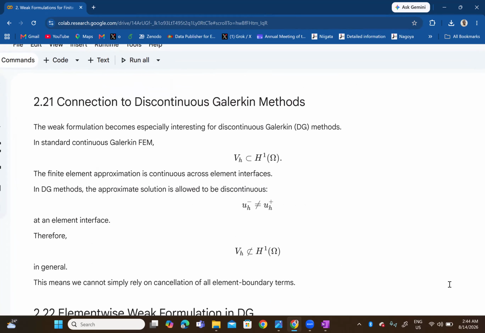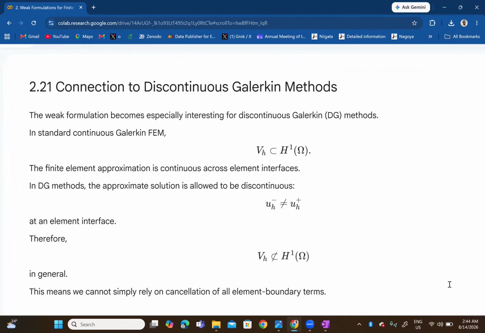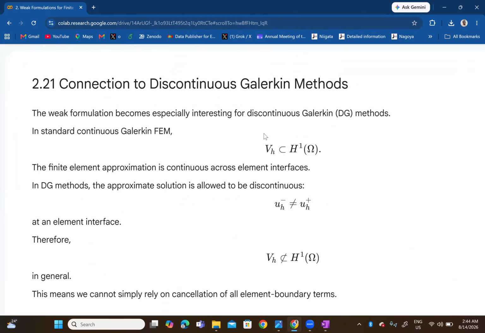So let's look at the connections to discontinuous Galerkin methods, which the first video talked about. The weak formulation becomes especially interesting for discontinuous Galerkin methods. In the standard continuous Galerkin finite element method, we know that V sub h is a subset of the Sobolev space H sub 1 on the domain omega. So the finite element approximation is continuous across element interfaces, but in discontinuous Galerkin methods, the approximate solution is allowed to be discontinuous.